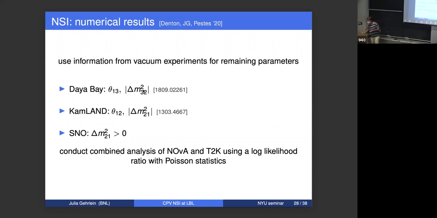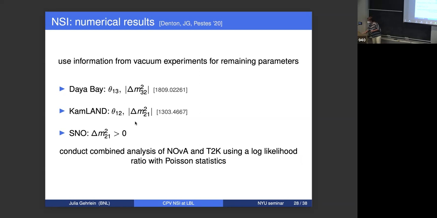In particular, for theta13 and delta m32 squared, we use information from Daya Bay. Daya Bay was a reactor experiment. Reactor experiment means they use electron neutrinos from beta decay at the reactor, and the detector is very close to the source. So there are no matter effects, and this means that these parameters are basically vacuum parameters. There's no effect of NSI. KamLAND is also a reactor experiment. Also in this case, we take information for theta12 and the other mass splitting from there. These are again vacuum parameters. And then finally, from SNO, we get the sign of this mass splitting here. So then we can do a combined analysis of the T2K and NOVA data using our priors of these parameters here on this slide.